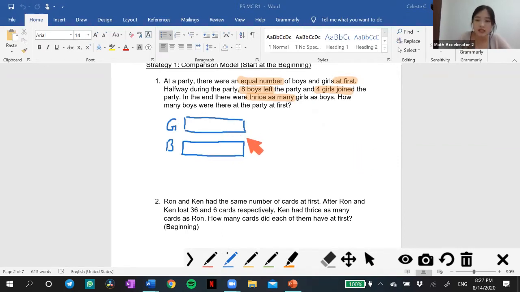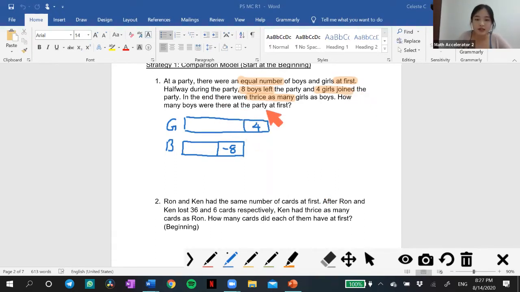Since the equal stage is at first, remember you highlighted this. At first means we are working forwards. So from this, 8 boys left. So take away the 8 boys, minus 8, and add in the 4 girls who joined. Make sure you have this on your worksheet.